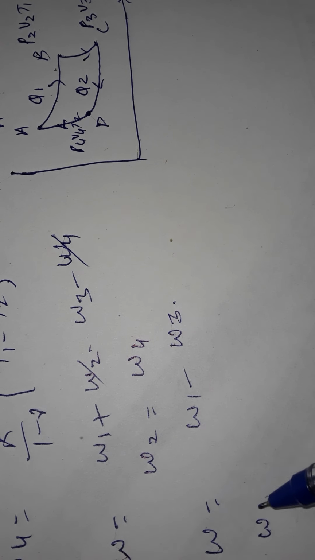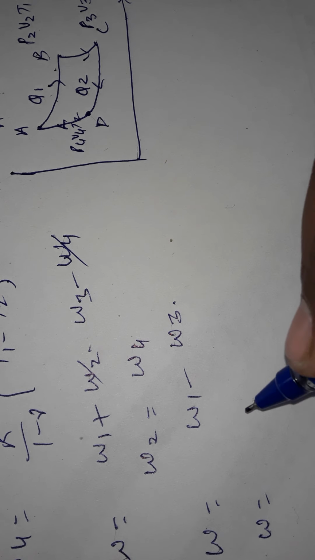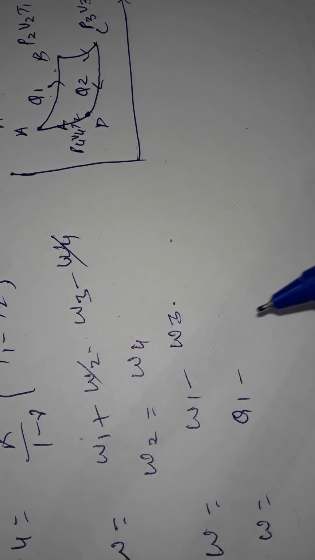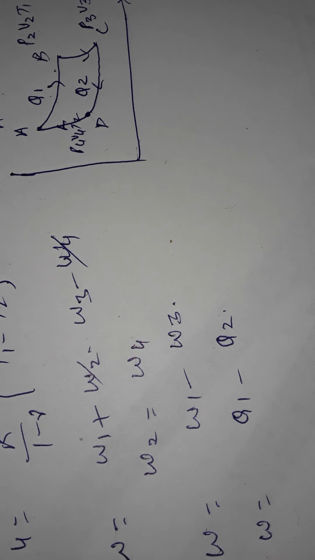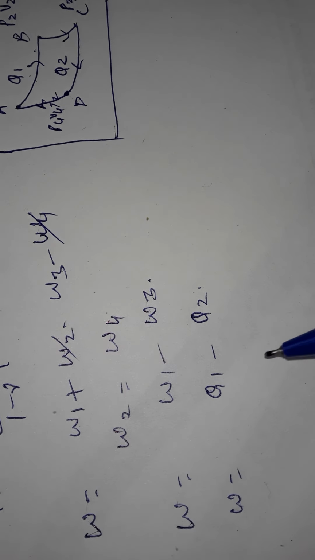In the process of isothermal expansion, the amount of heat gained is Q1. In the process of isothermal compression, the amount of heat lost is Q2. So we can write W is equal to Q1 minus Q2.